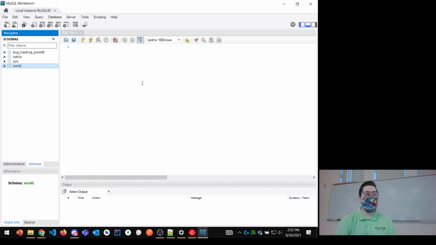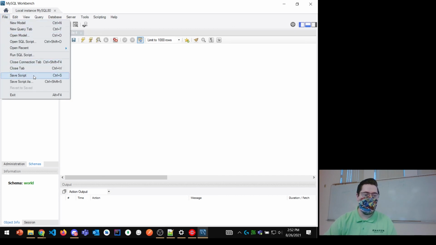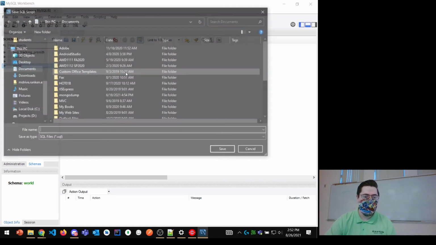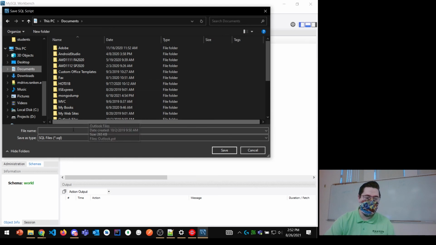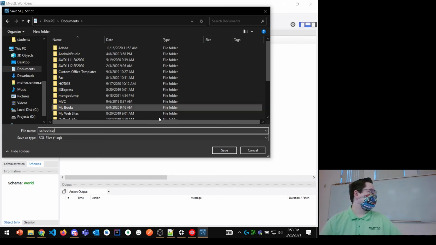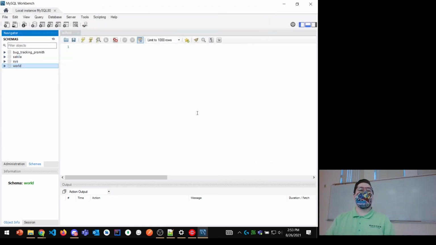Now, before I get too far, why don't we just go ahead and save this file so that as we're going, we can constantly save our work. Even though I haven't written any code yet, I'm going to go ahead and save the script. So I'm going to go File and Save the Script. Maybe I'm just going to go into Documents, and we're going to call this school.sql. Okay. I'm going to save that there. And that means as I'm working through this, I can just do Control S and it'll save at any point.